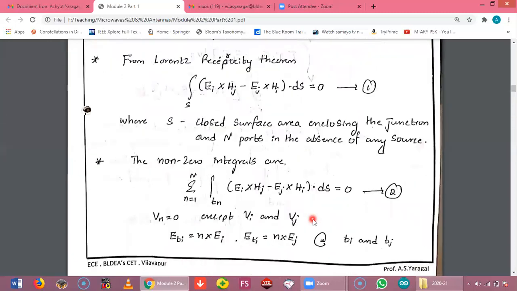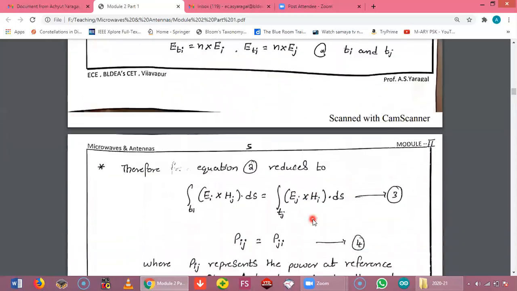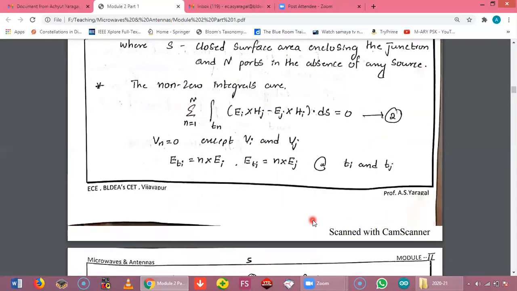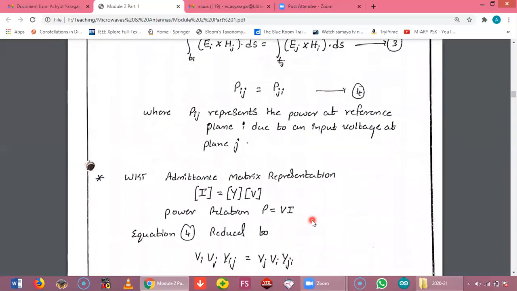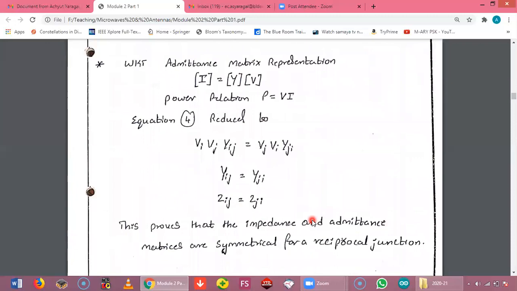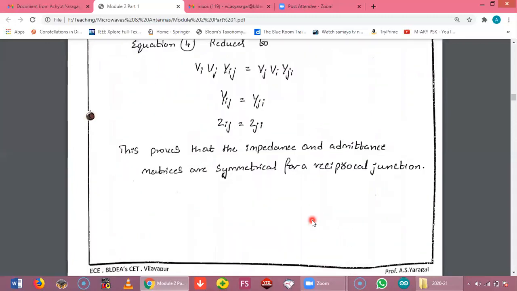If we consider non-zero integrals here, we have to make sure that the voltage is equal to 0 for all the ports except these two ports, where exactly we are having the electric and magnetic fields. Then we will be having this power equation, which can be reduced to the admittance and the impedance matrices here. This is how we can prove that admittance and impedance matrices are symmetrical for a reciprocal junction.